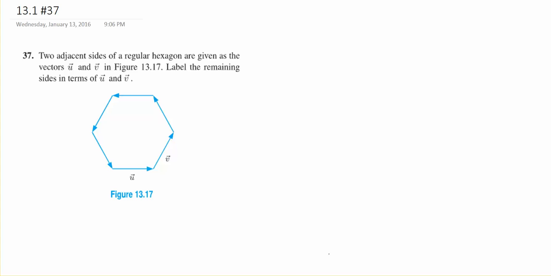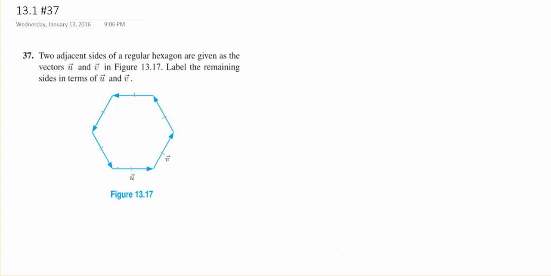So for this problem, you're given a regular hexagon. So we know right off the bat some properties of this are that each of the side lengths are the same and each of the angles have the same measure. You're also given two of the sides that are labeled as vector u and vector v, and your task is to label the remaining sides in terms of these two vectors, u and v.